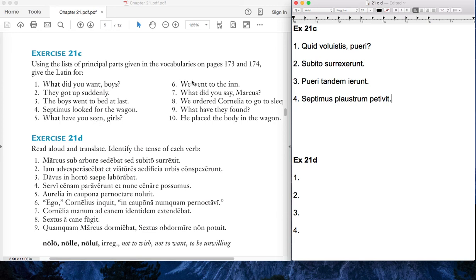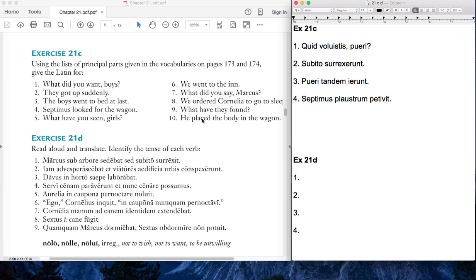We went again, eo, ire, ivi, like we did already. And then we have say. What did you say? That's dico, dicere. And then we ordered is iubeo, iubere, and the third principal part is iussi. And then found, to find is invenio, invenire. Third principal part is inveni.